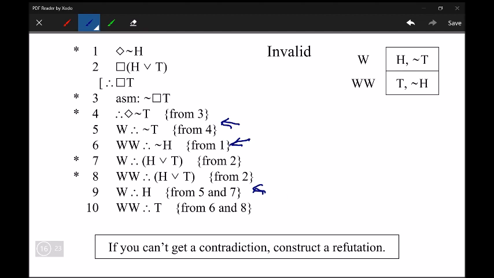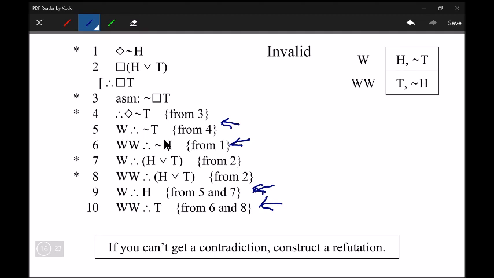Now you've got to be very careful to keep it in the same world. So at least one is true in world W, but it's not T, therefore it's H. Now this one, at least one is true in world WW, but it's not H, therefore it's T. So what you end up with is no contradiction. In world W, you have not T, and in world WW, you have T, but they're different worlds, different stories, and so it's not a contradiction.